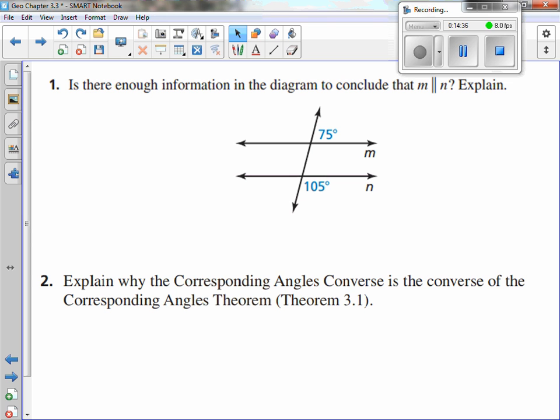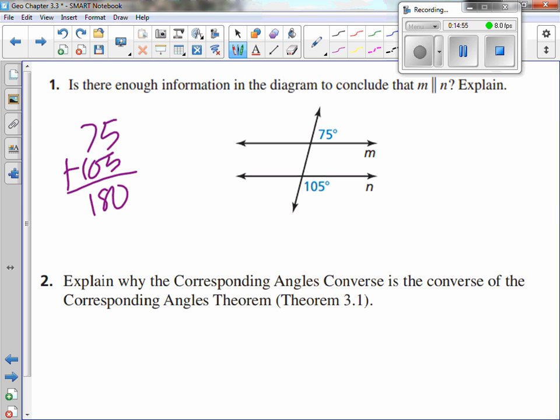Now, what should they do? They should be added together to equal what? Because they are what? Consecutive exterior? So what is 75 plus 105? So is there enough information here to say that these two lines are parallel? Yes.